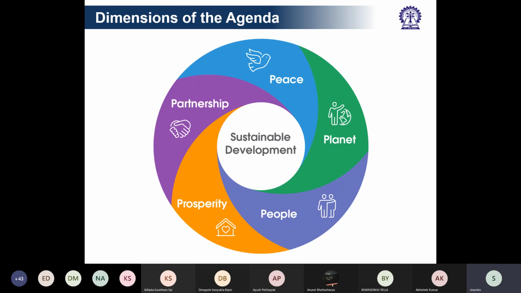So traditionally viewed through the lens of three core elements, that is social inclusion, economic growth, and environmental protection. The concept of sustainable development has actually taken on a richer meaning with the adoption of the 2030 agenda, which builds upon this traditional approach by adding two critical components, partnership and peace. So genuine sustainability sits at the core of these five dimensions.